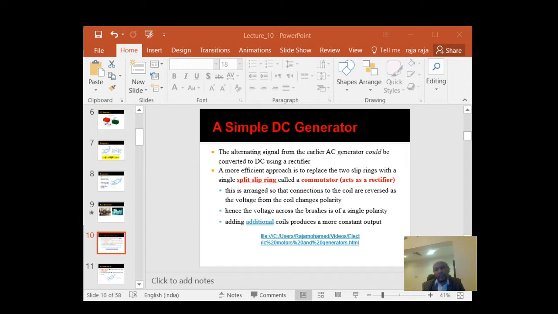So what is the major function of this device? It acts as a rectifier. So what is a rectifier? A rectifier converts AC to DC. And what is rectification? It is the process of converting AC to DC.